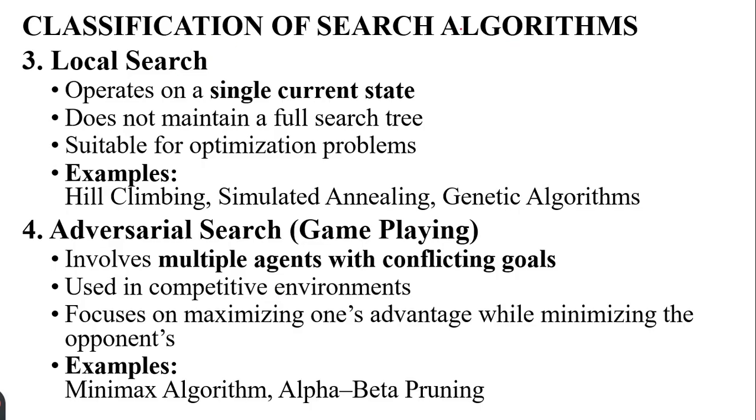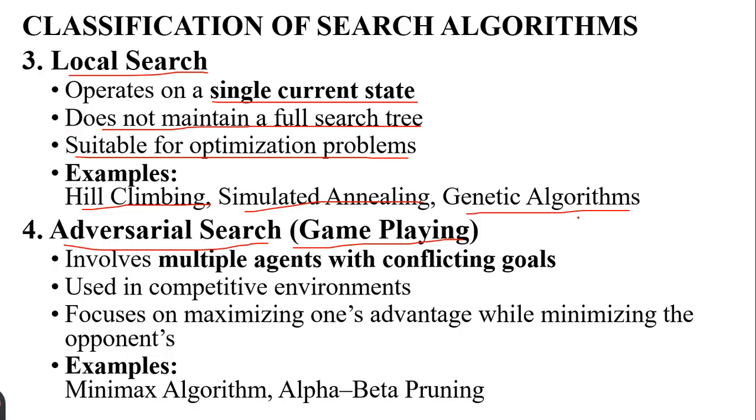The classification of search algorithms continues with local search algorithms and adversarial search algorithms, like in game playing. So what is a local search algorithm? It operates on a single current state and does not maintain a full search tree, which is suitable for optimization problems. Examples are hill climbing, simulated annealing, and genetic algorithms.